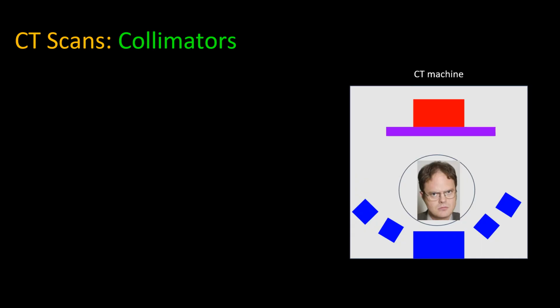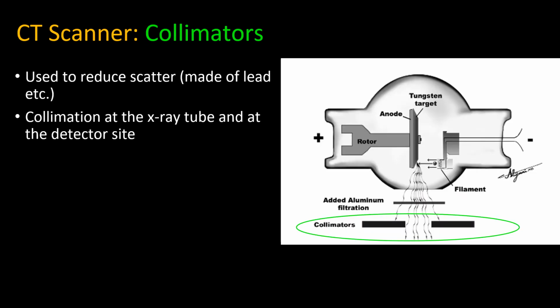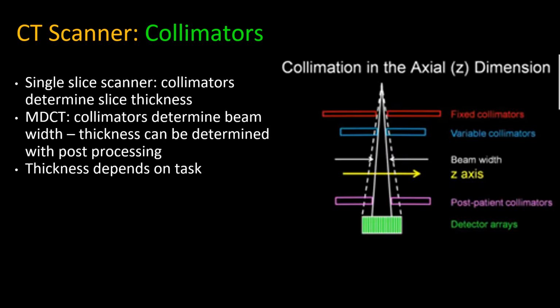So now we're moving on to collimators, the component found under the filter. Collimators are used to reduce scatter, and they're found both at the X-ray tube side and at the detector side. You can see after the beam passes through the filter, the collimator is made of lead and it acts as a corset, reducing the width of the X-ray beam. In our modern multi-slice scanners, collimators determine the beam width. In a single slice scanner, they determined the slice thickness, but that's now determined by post-processing.